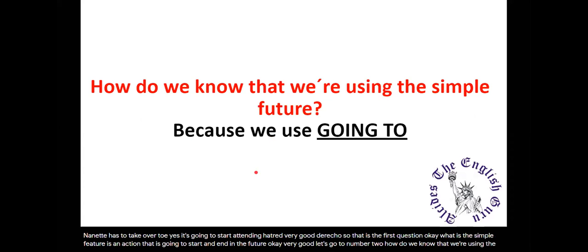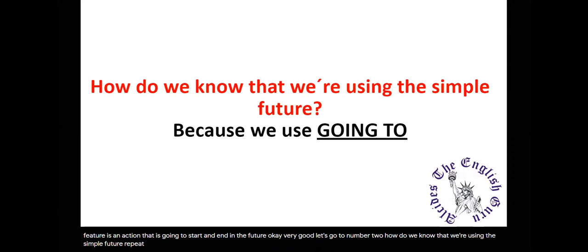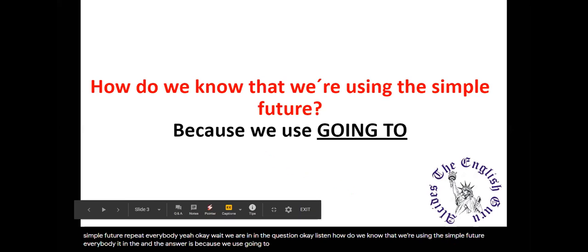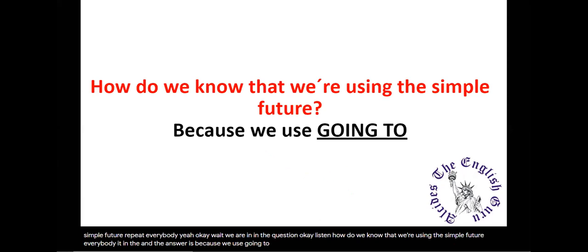How do we know that we're using the simple future? Repeat. How do we know that we are using the simple future? Okay, listen one more time. How do we know that we're using the simple future? We know that we're using the simple future because we're using going to. Okay, listen. How do we know that we're using the simple future, everybody? And the answer is because we use going to.